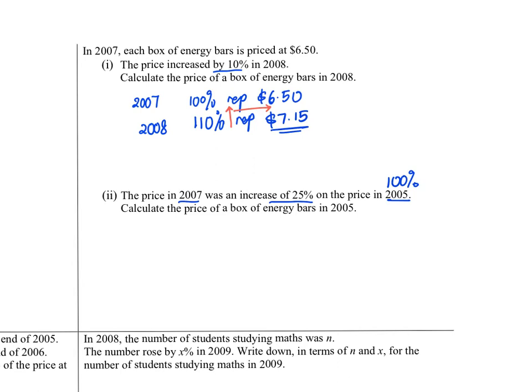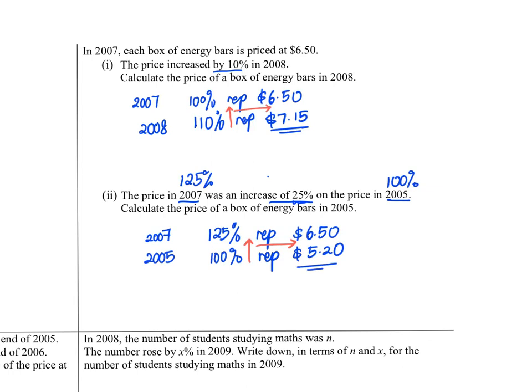So what is the price in 2007? How many percent is it? It's increased by 25%. So the price in 2007 was 125%. So now what we have is in 2007, the price was 125%, represented by the price $6.50. Now if I want to find 2005 100%, that will give me 100 over 125 times $6.50 to be the answer, $5.20. Have you gotten the answer?